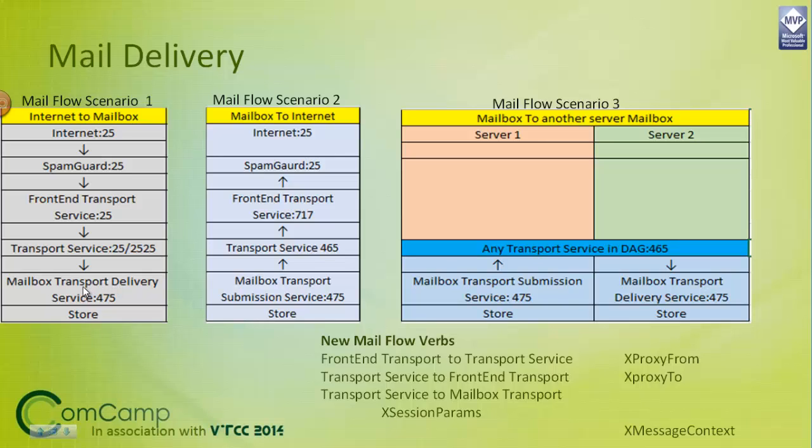Then the transport service does the filtering, runs all the agents, transport rules, transport agents, DLP policy, everything, and then transfers to the mailbox transport delivery service on port 475. The mailbox transport delivery service transfers to the store where the mailbox is. Remember, the mailbox transport service will be local to the store.